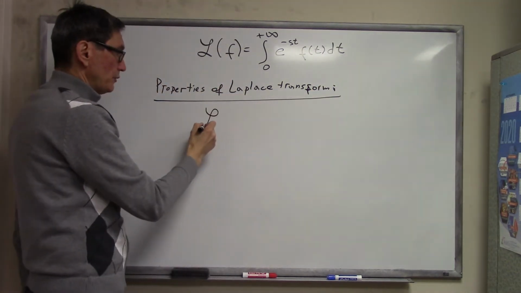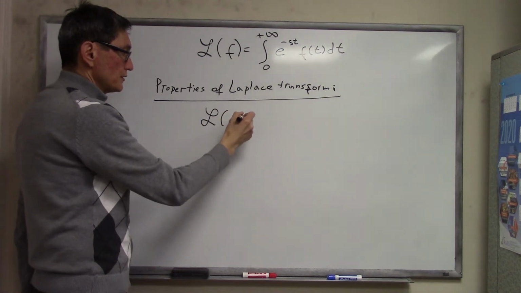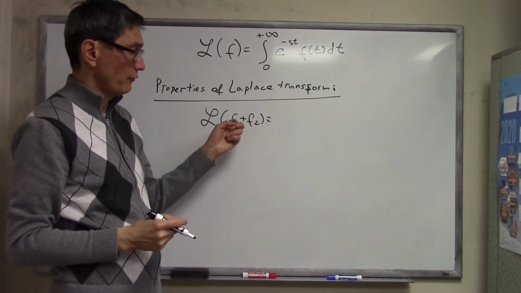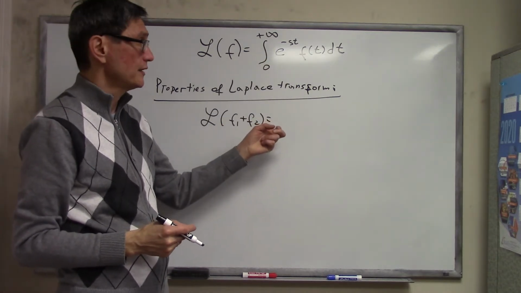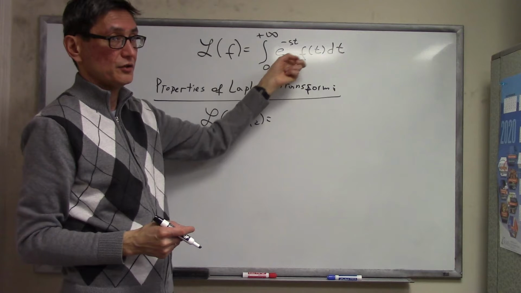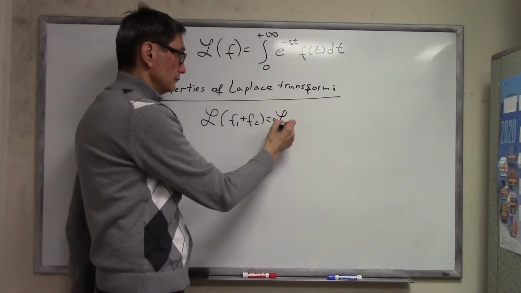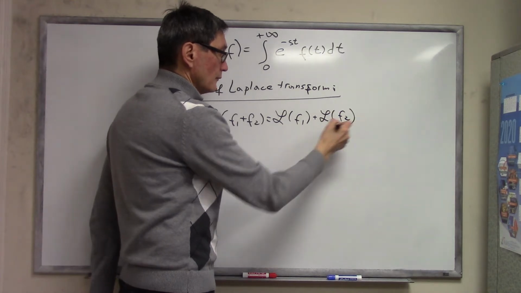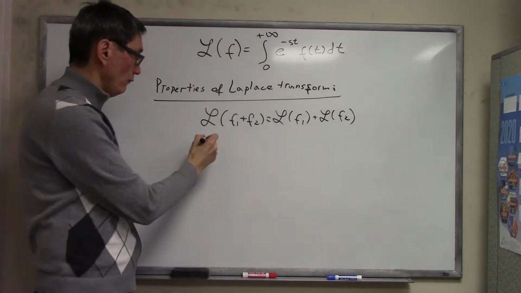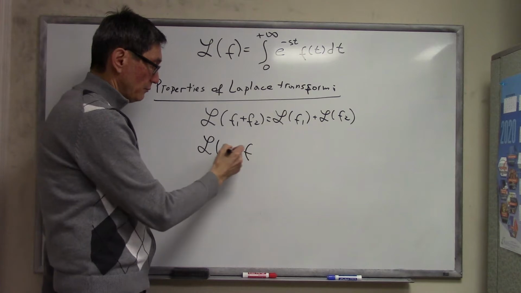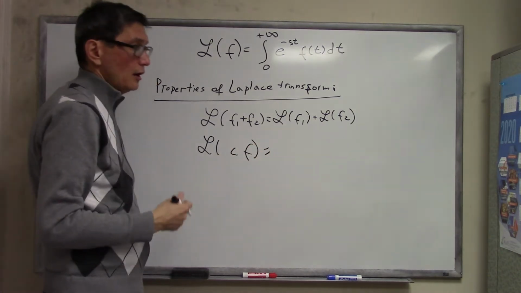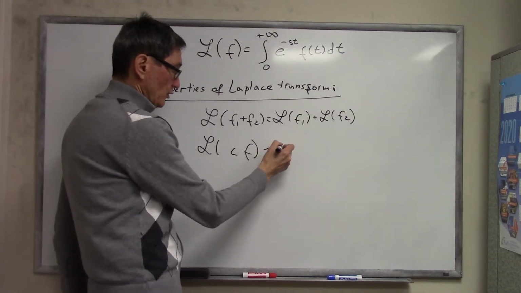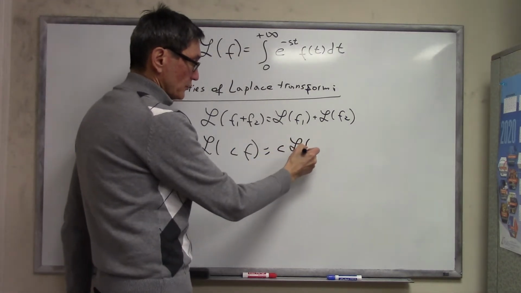For example, if you take Laplace transform of sum of two functions, that equals Laplace transform of the first plus Laplace transform of the second, because we can break that integral into two pieces. If we take Laplace transform of a function multiplied by a constant, because again Laplace transform is an integral, the constant can go outside, so we can take constant c outside and take Laplace transform of f.